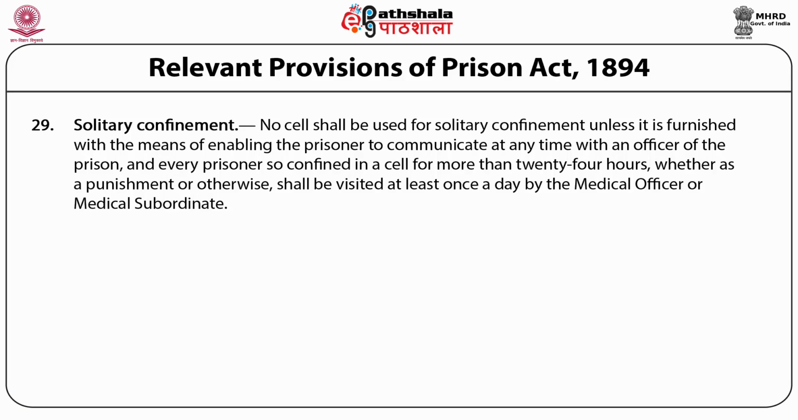So as far as solitary confinement is concerned, the Prison Act says no cell shall be used for solitary confinement unless it is furnished with the means of enabling the prisoner to communicate at any time with an officer of the prison. And every prisoner so confined in a cell for more than 24 hours, whether as a punishment or otherwise, shall be visited at least once a day by the medical officer or medical subordinate, right? So basically, what is this provision saying?